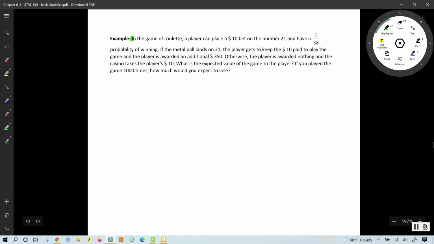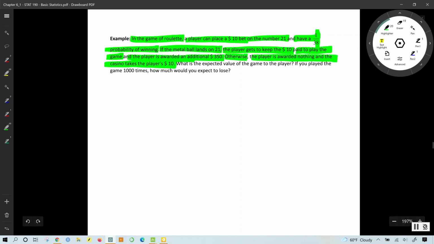In this example, we are told that in the game of roulette, a player can place a $10 bet on the number 21 and have a 1 out of 38 probability of winning. If the metal ball lands on 21, the player gets to keep the $10 paid to play the game, and the player is awarded an additional $350. Otherwise, the player is awarded nothing and the casino takes the player's $10. What is the expected value of the game to the player? If you played the game 1,000 times, how much would you expect to lose?